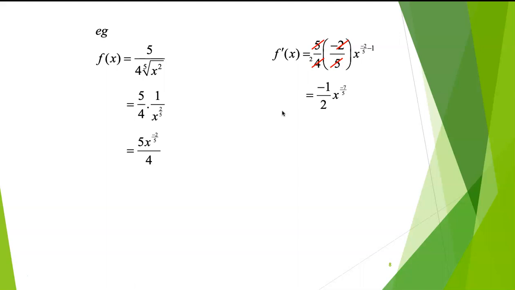Now we are reversing the process. We're moving the term into a positive power first, then changing it into surd format. That's your final answer.